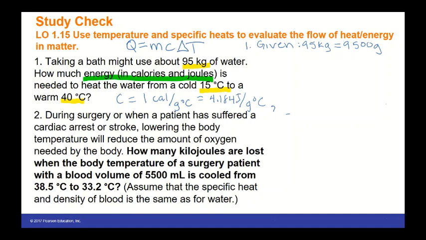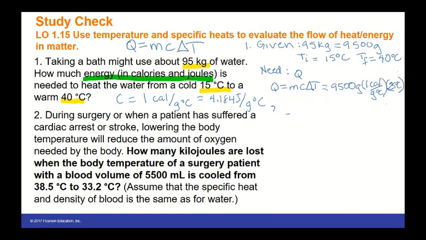We know that we're given 95 kilograms, but for our equation, everything needs to be in grams. Notice our units for specific heat. So if we convert kilograms, we get 95,000 grams. We know that our initial temperature is 15 degrees, the final temperature is 40 degrees, and we need the amount of heat. So setting up our equation, we know that Q is equal to mc delta T. Plugging in everything, we cancel out grams, cancel out Celsius, and we end up with 2.4 times 10 to the 5 calories.